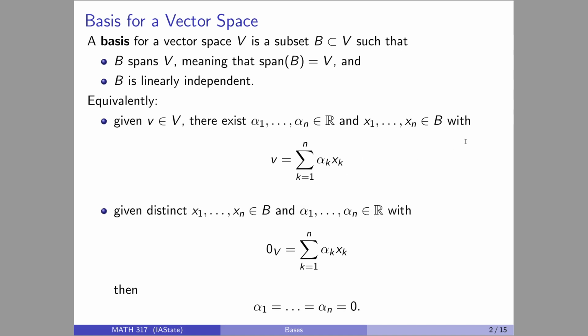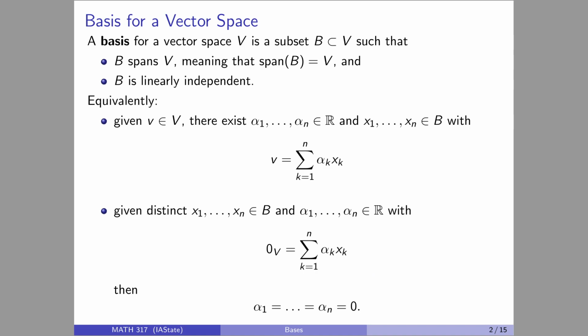The second thing we need to check is the linear independence, and that is done by picking distinct elements out of B and scalars, so that when we scale them up and get the zero vector, the only way that happens is if all of the scalars are zero. So in other words, the only way to create the zero vector in V, the identity element, is with trivial scalings. So the only linear combination is the trivial one. You just multiply by a bunch of zeros and add them up.